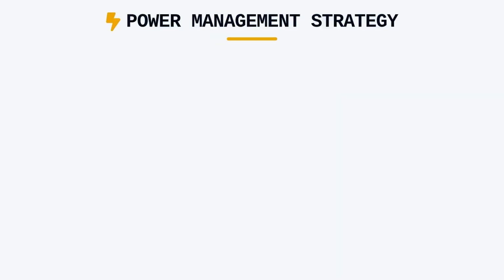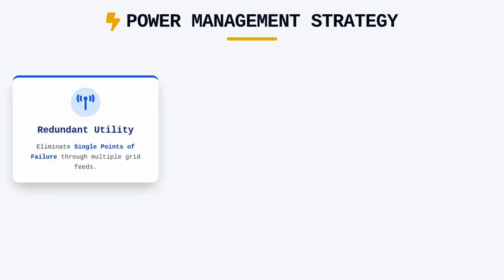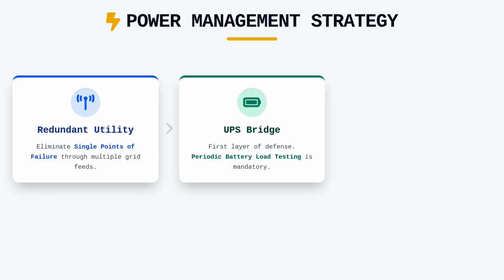Power management serves as the backbone of every uptime guarantee, and this begins with redundant utility feeds to ensure no single point of failure at the power grid level. An uninterruptible power supply is your first layer of defense, intended not for long-term operation, but as a bridge to allow graceful shutdowns or activation of backup generators.